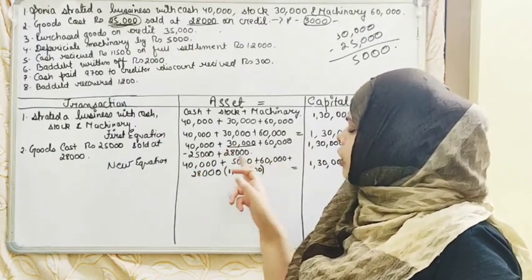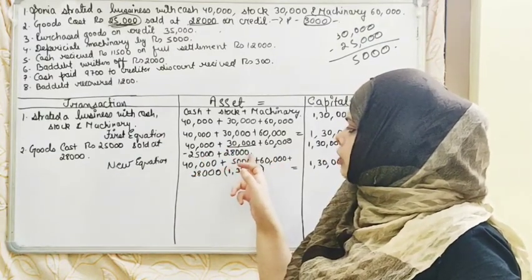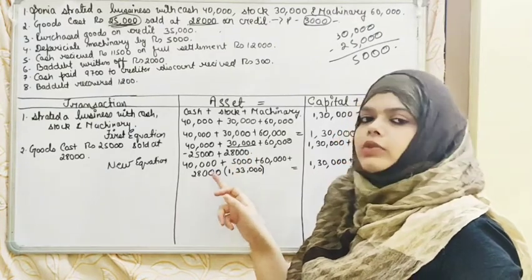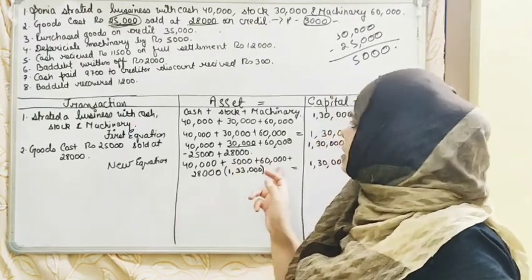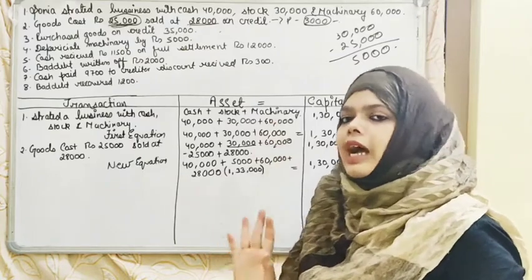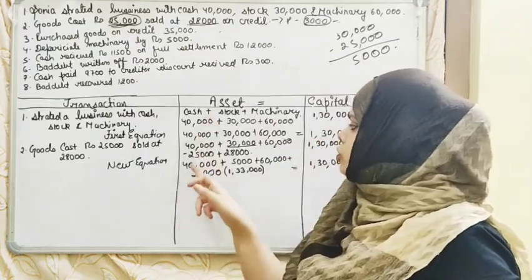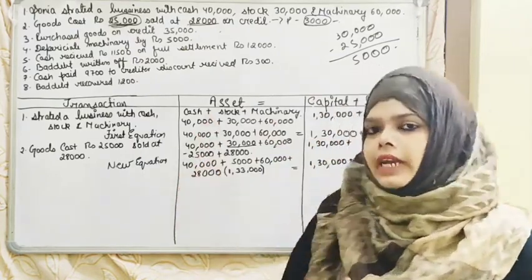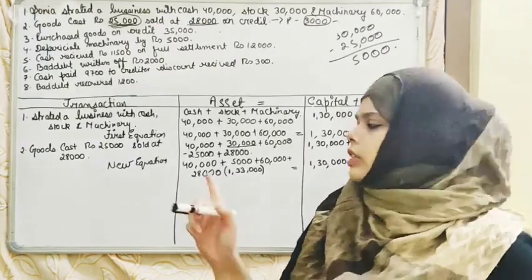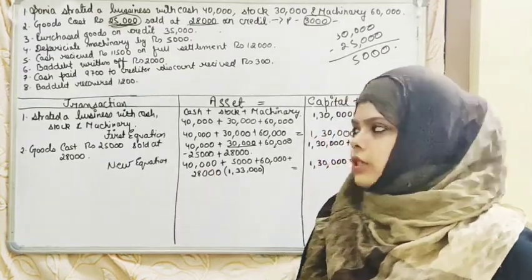And we are having already a credit of rupees 28,000. So we are adding 28,000 over here. And the 60,000 machinery remains as it is. The cash also remains as it is. Because it is a credit transaction, it won't affect the cash part of the business.